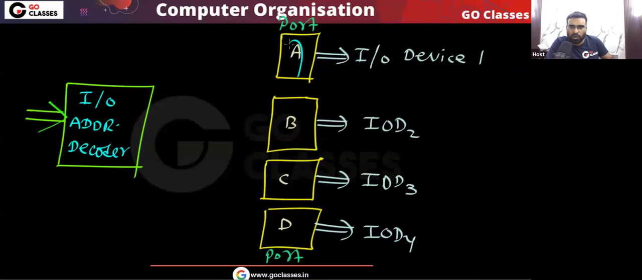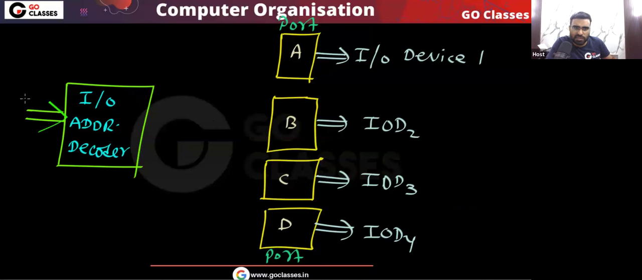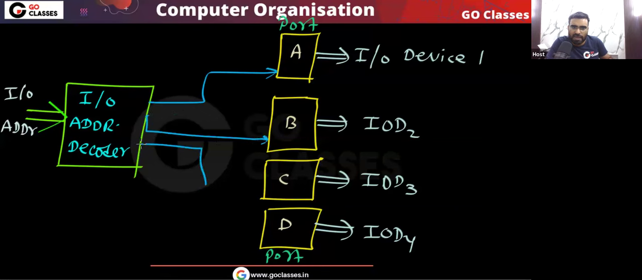Okay. Let's assume the CPU wants to access this IO device 3, then what will the CPU do? The CPU will generate the address. So here the IO address will be there. Here the CPU will generate the IO address. And then what will happen? Depending on the IO address, these ports will be activated. Is this clear?